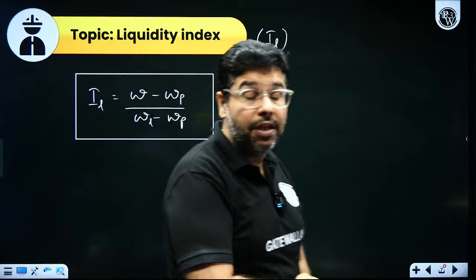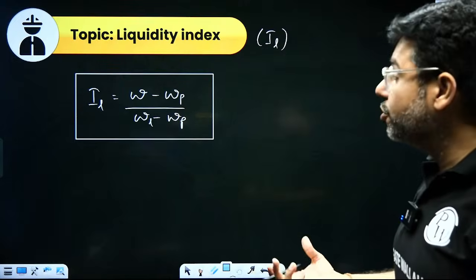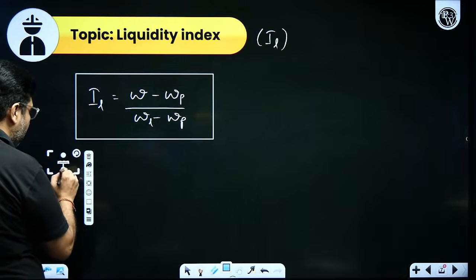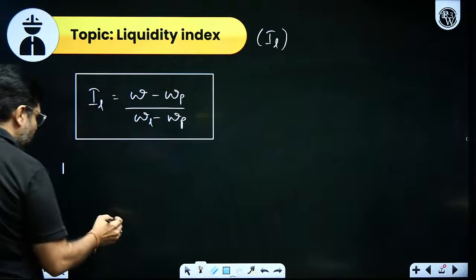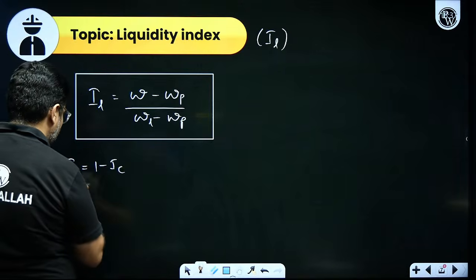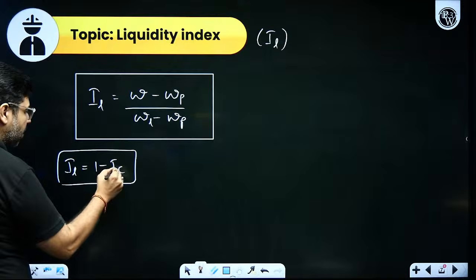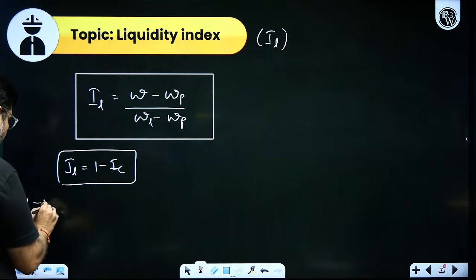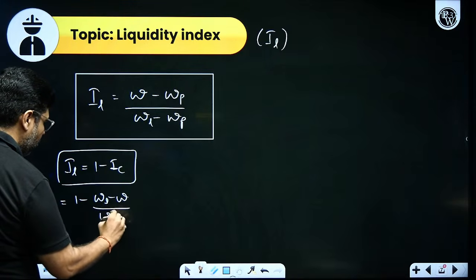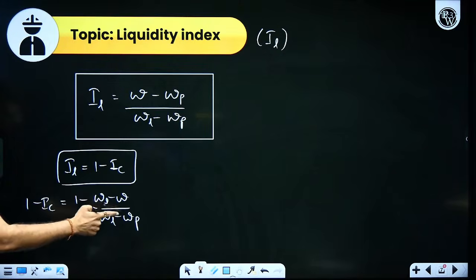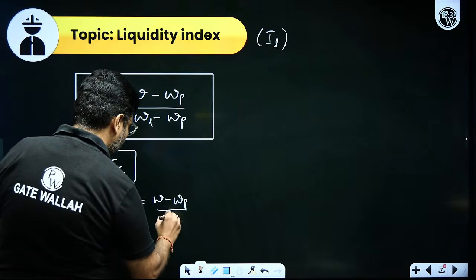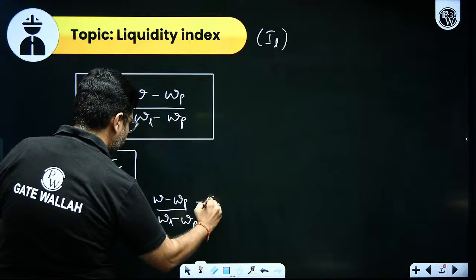If IL increases, it means the liquidity nature or the softness of the soil is increasing. And one more thing you can see, that IL is equal to 1 minus IC. I can prove it as well. IL is equal to 1 minus IC. So, 1 minus IC is 1 minus WL minus W upon WL minus WP. So, WL cancels, and it comes out to be W minus WP upon WL minus WP, that is IL.